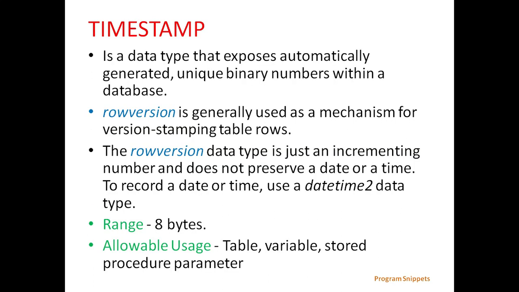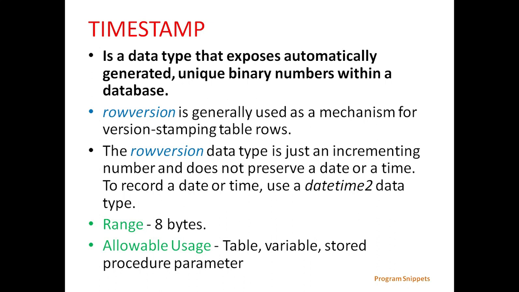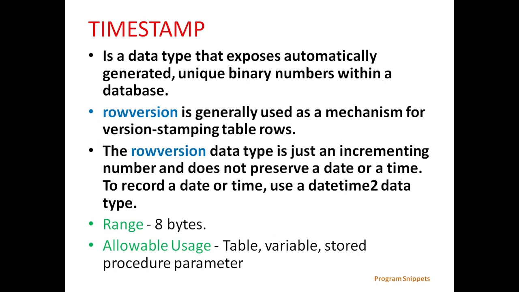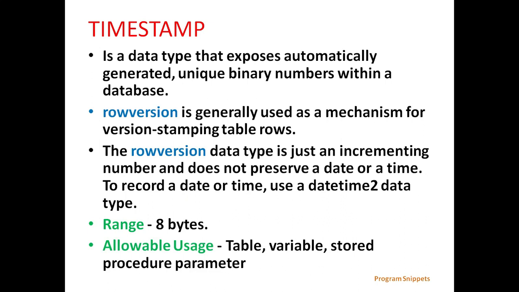Next is timestamp. This is a data type that exposes automatically generated unique binary numbers within a database. Rowversion is generally used as a mechanism for version stamping table rows. It's just an incrementing number and does not preserve a date or time. To record a date or time, you can use the datetime2 data type. The range for this data type is 8 bytes, and its allowable usage is table, variable, stored procedure parameters, etc.